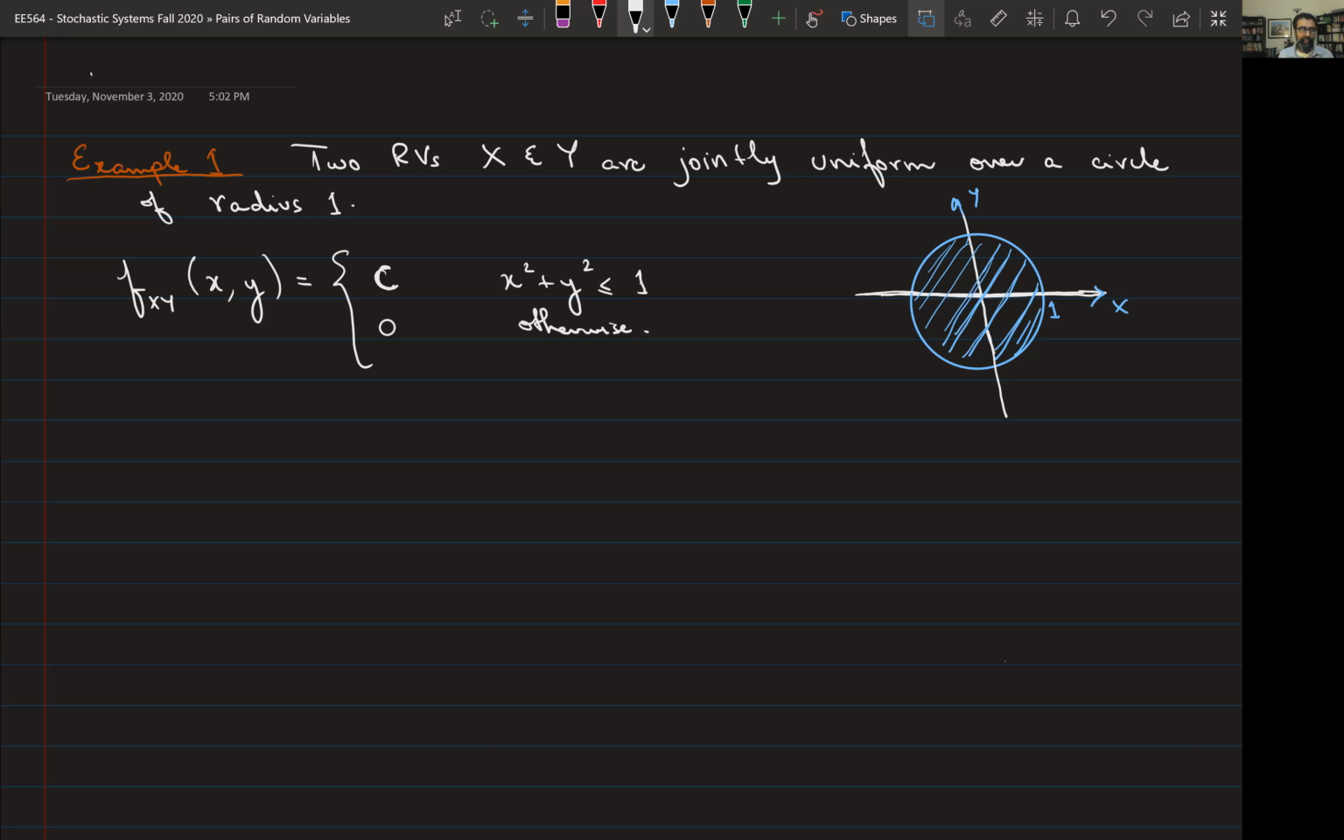That's a cylinder. What would this C be equal to? How do I find the C? We integrate this over this area and equate it to 1. So the integral over x squared plus y squared less than or equal to 1 of C dx dy must be equal to 1. And why am I integrating only over x squared plus y squared less than or equal to 1? Because this is 0 outside of this region.